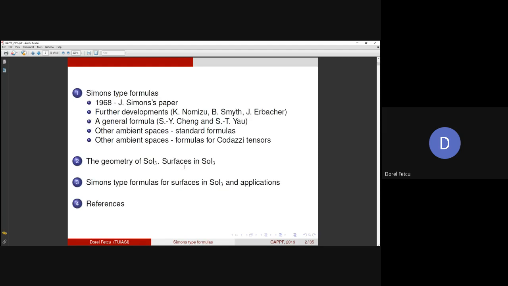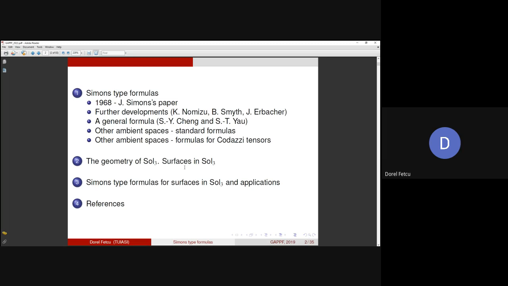The purpose of this talk is to present, in the end, some new results about Simon's type formulas and their use in this very particular space, the solve space. But before arriving to this part of the talk, I will first recall some things about the history of using Simon's type formulas to describe the geometric properties of submanifolds.